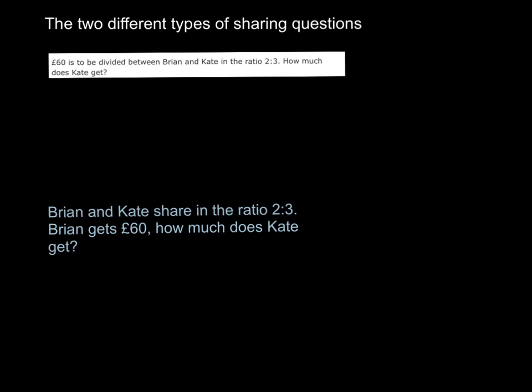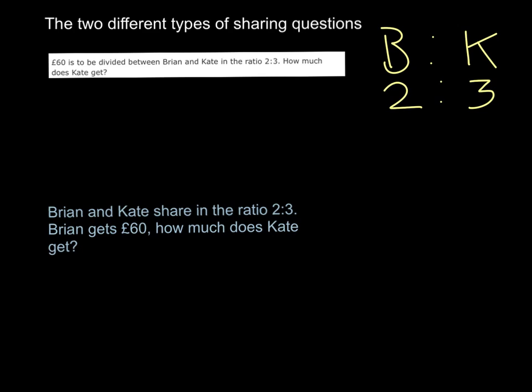Okay, so we're going to have a look at the two different types of sharing questions with ratio. So let's have a look at the first one. £60 is to be divided between Brian and Kate. As they appear in the question, Brian and Kate, that's the ratio and that's the way we need to think about it, in the ratio 2 to 3. So that's where it goes underneath. So for every 2 that Brian gets, Kate gets 3.